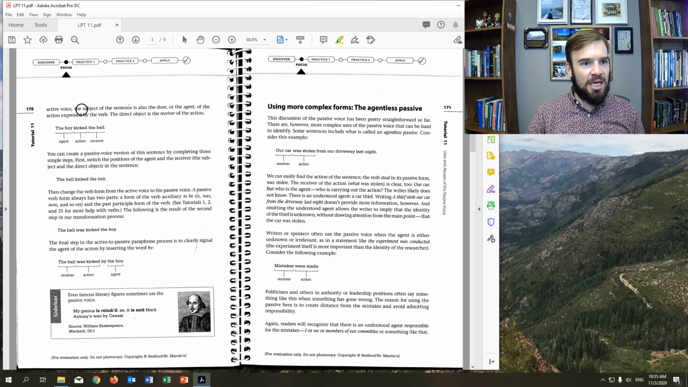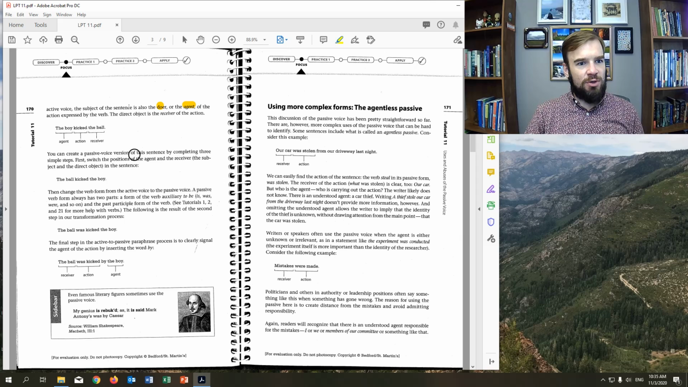In the active voice, the subject of the sentence is also the doer or the agent. Agent is sort of a linguistic term. You don't need to worry too much about it, but if it's helpful to you, go for it. This idea of who is doing the action, though, is important, so I want you to get comfortable with it. So the subject of the sentence in an active sentence is the doer or the agent of the action expressed by the verb. The direct object is the receiver of the action. So the boy: agent, doer. Kicked: action, what happened. The ball: the receiver, the thing that gets kicked.